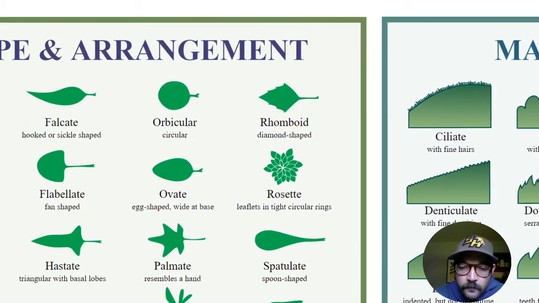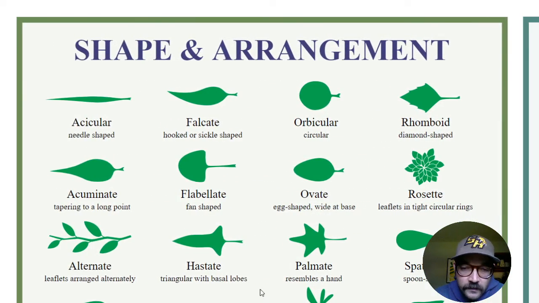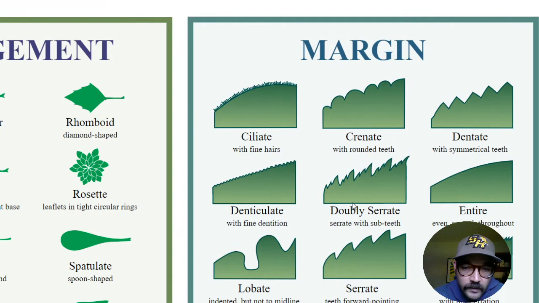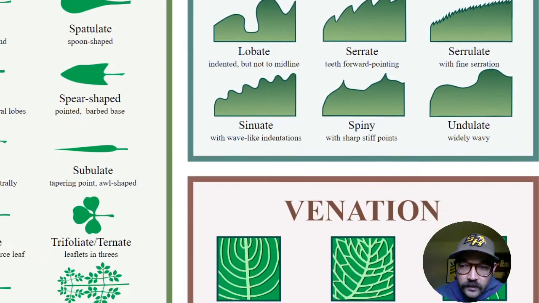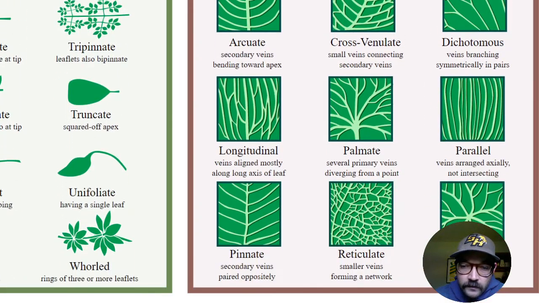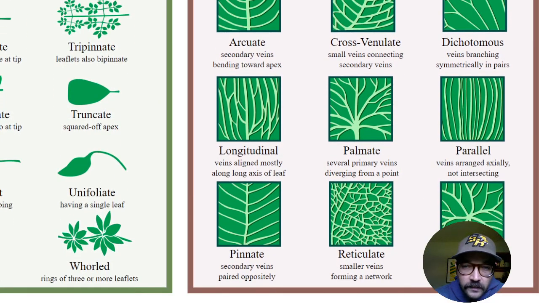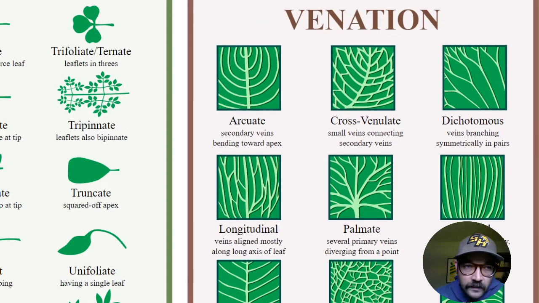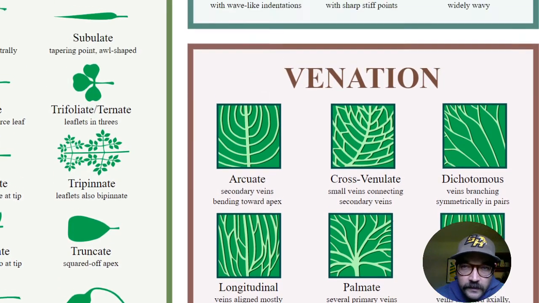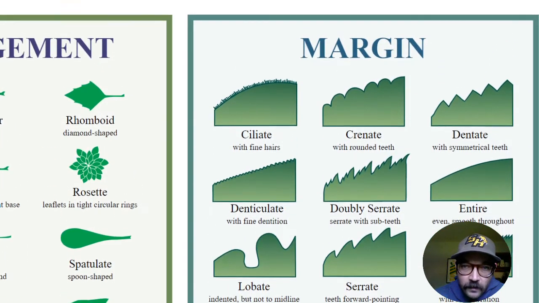The two main ways that I use leaf shape terminology are the overall shape and the margin. Using this picture file from Wikimedia, I'll put a link in the description so you can reference it. The other thing that's on here is venation, which I don't go into as much detail about as this graphic does, so I'm not going to be talking about that.